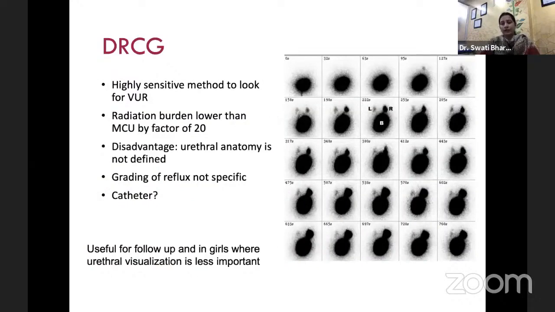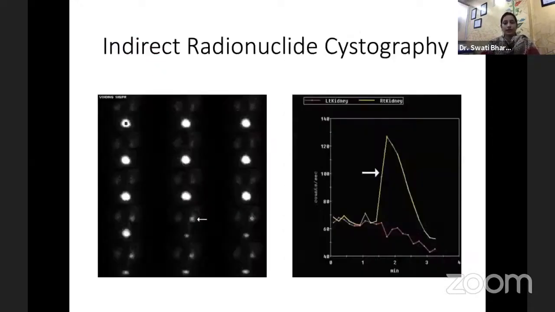But urethral anatomy, which is very crucial, especially in boys or when posterior urethral valves or obstructive uropathy is suspected, it is not possible to ascertain the anatomy, and grading of reflux is also not specific. So it may be useful for follow-up of patients of VUR. Instead of doing an MCUG, we can do a DRCG scan.